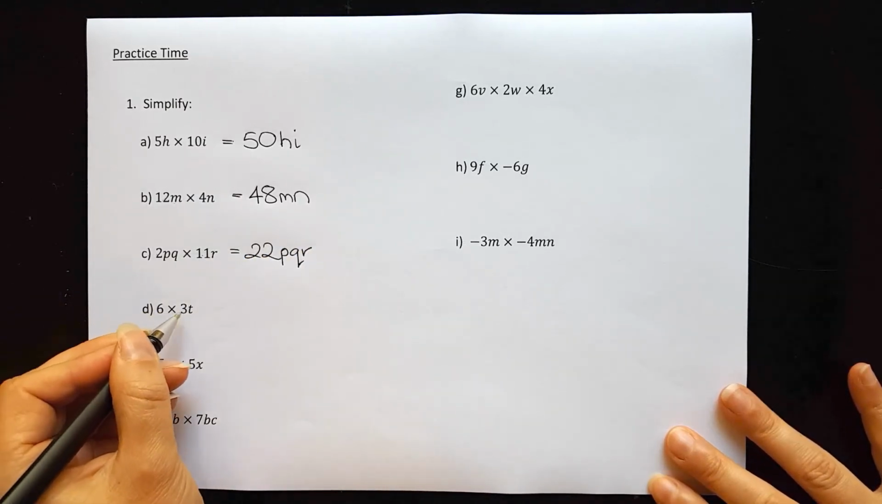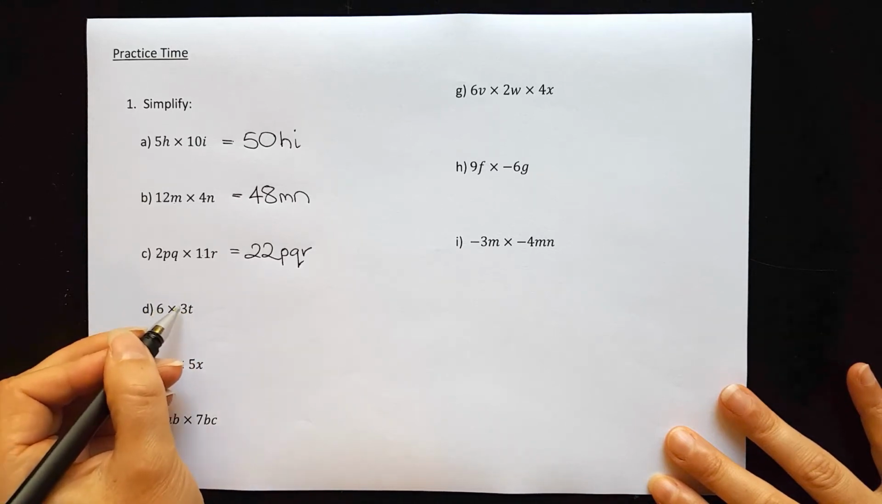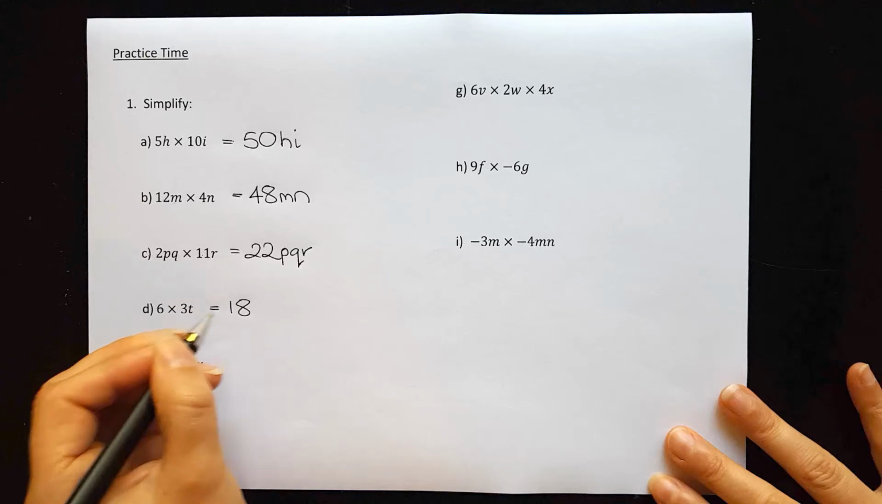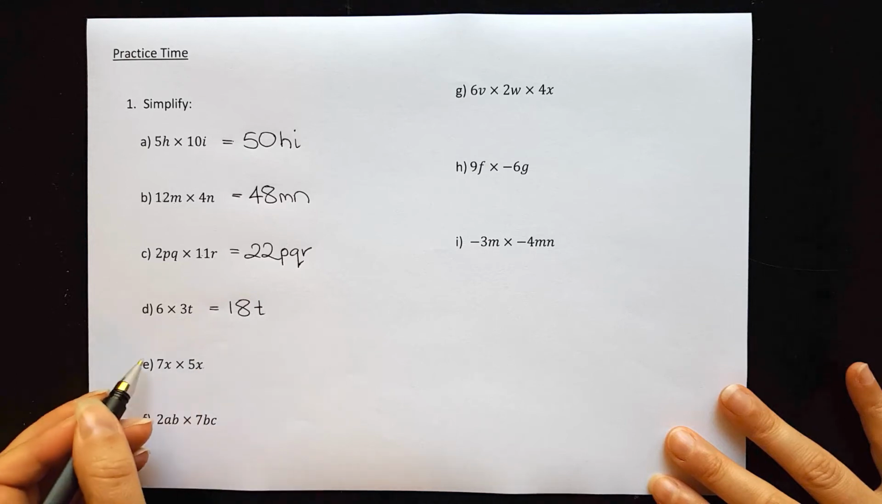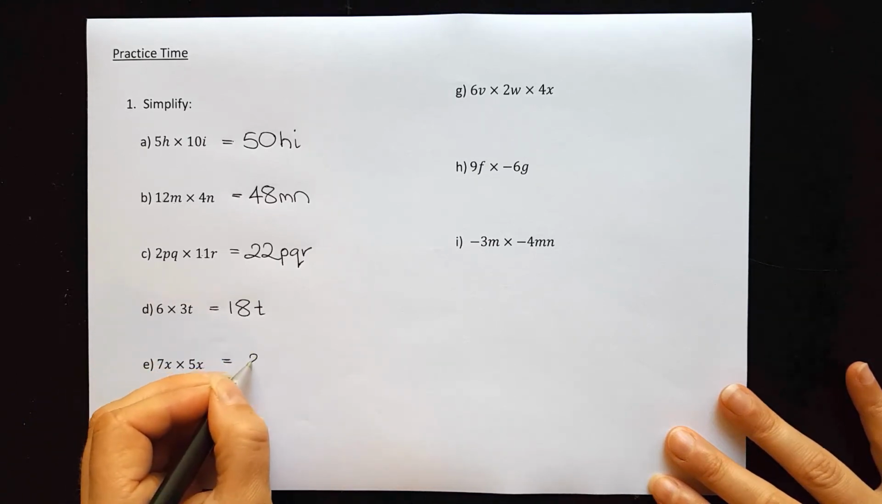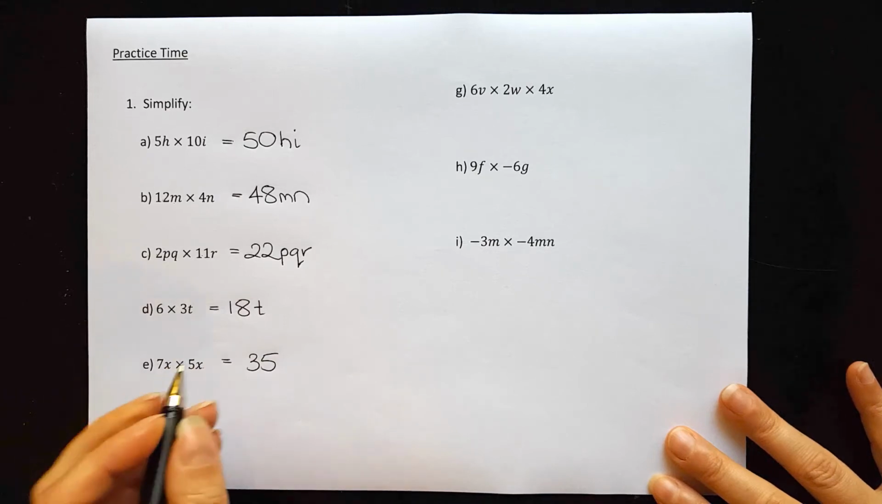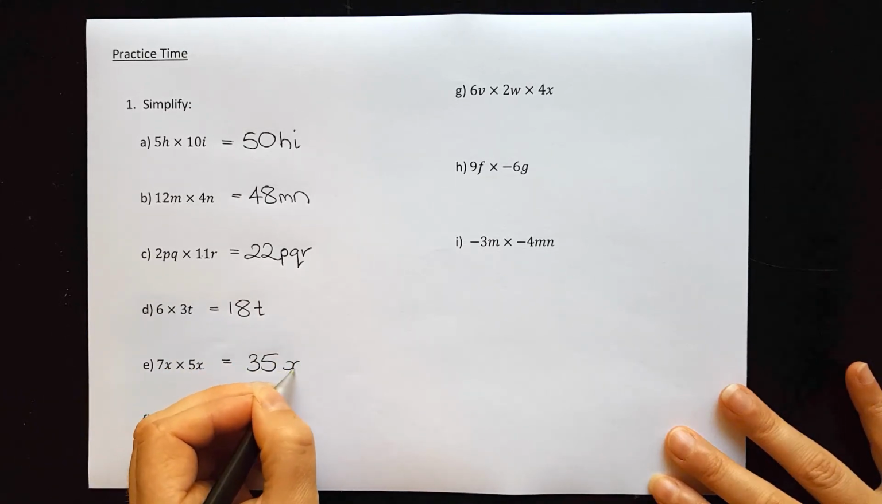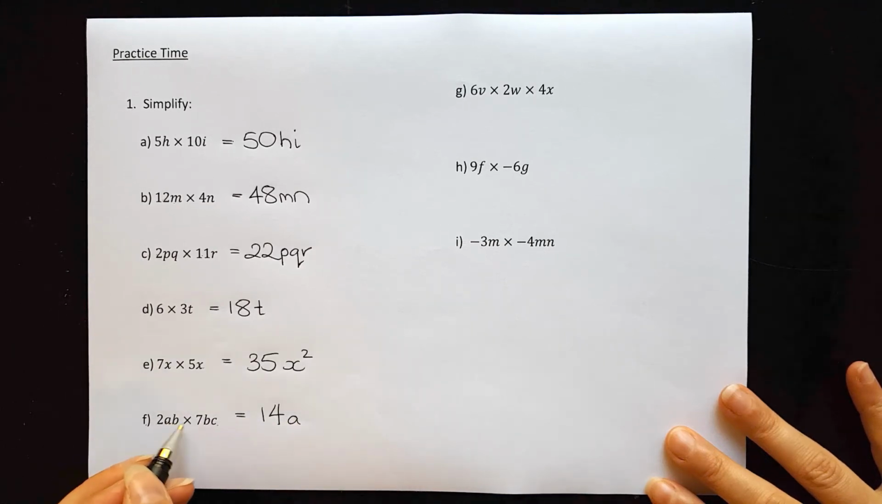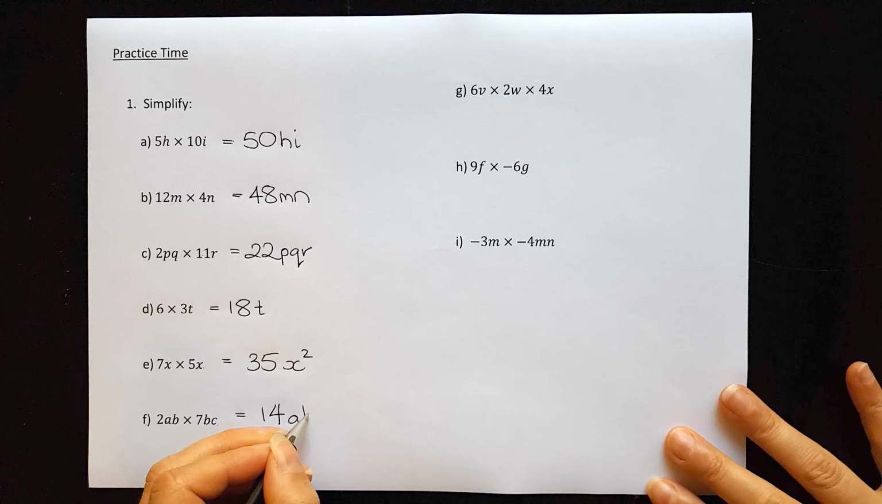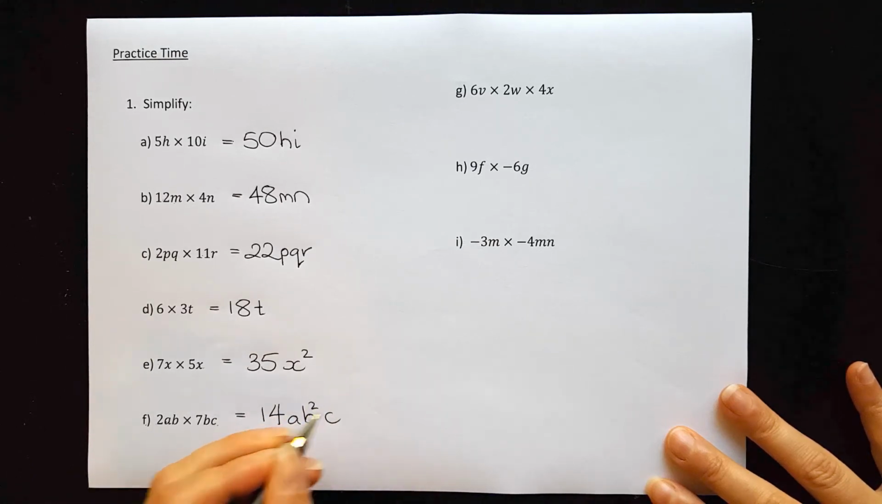For D, 6 times 3T. We multiply 6 times 3 to get 18, and the T will sit after. 7x times 5x. 5 times 7 is 35. And x times x, we wanted to collect our letters here, but because it's the same, we write that as x squared. For F, 2ab times 7bc. 2 times 7 is 14. Now we have an A. B times B, there's 2 b's there, we actually need to write b squared for that one, and C.